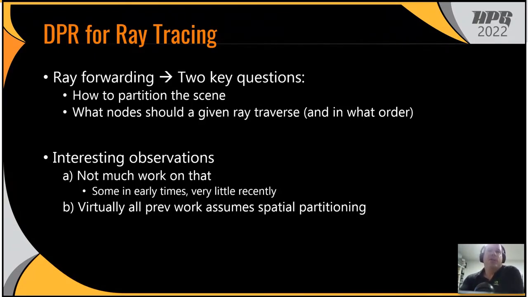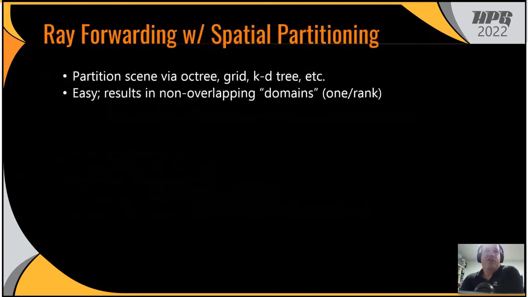And there's actually two interesting observations if you start looking at that problem. The first one is there's not much work on that. There was a lot of that in the very early times when dinosaurs roamed the earth. But in the last 2 decades, we've pretty much talked about that on and off in forums like HPG, but there's not much work on it. The second observation is that pretty much every one of the recent papers on data parallel rendering assumes spatial partitioning. And that has some issues, which I'll talk about.